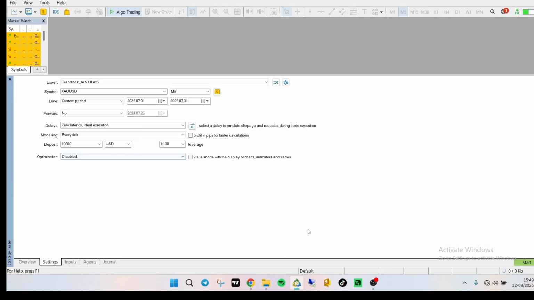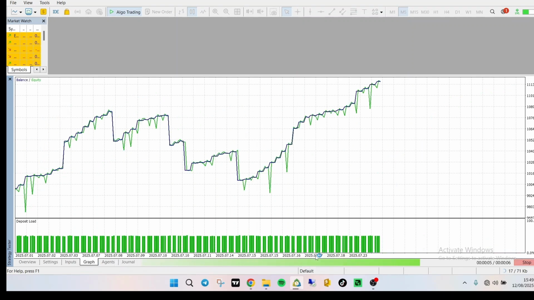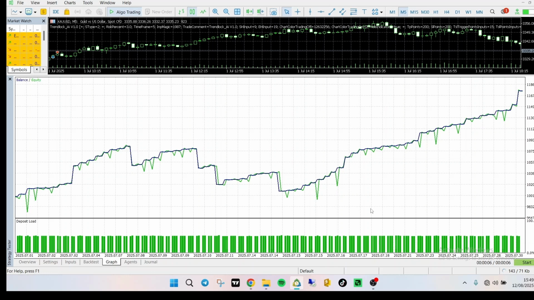Now let's test for 1 month and let's see how the results turn out. Okay, so as you guys can see, we have a very nice uptrend. We have some drawdowns right here. For like 3 days we had drawdown, and then we picked up with some little wins. As you guys can see, we picked up to the upside.